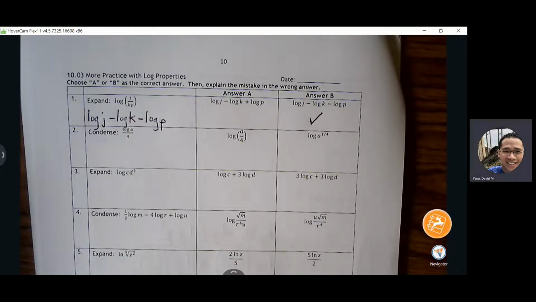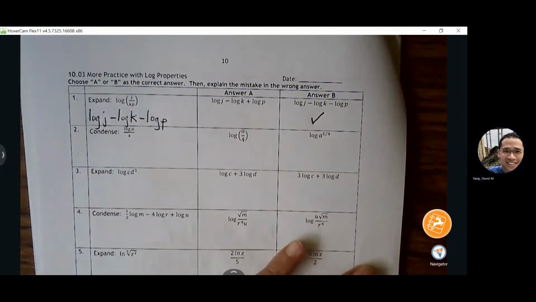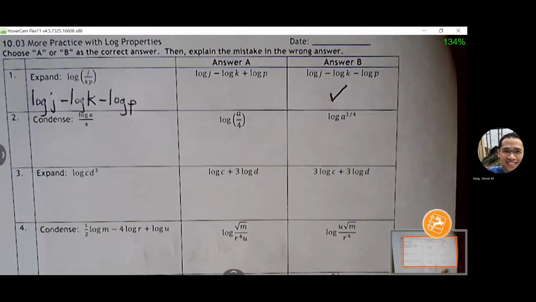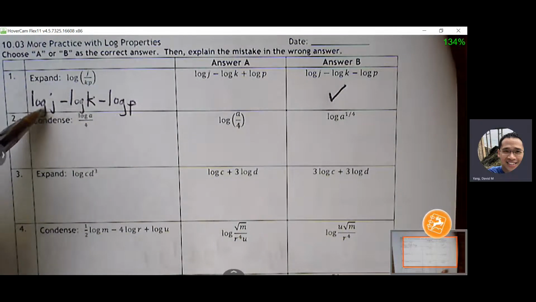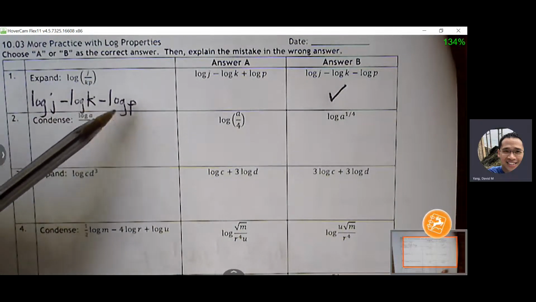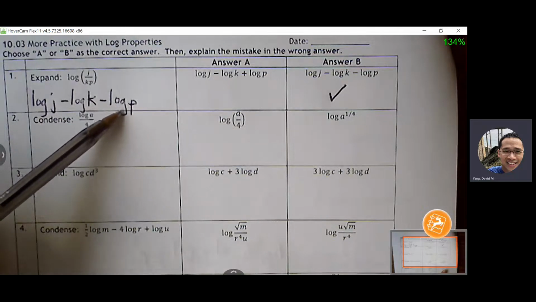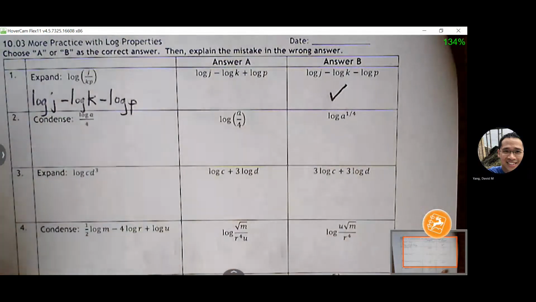We talked about how anything in the numerator is going to be part of a positive log. Anything in the denominator is part of a negative log. So answer B is correct.